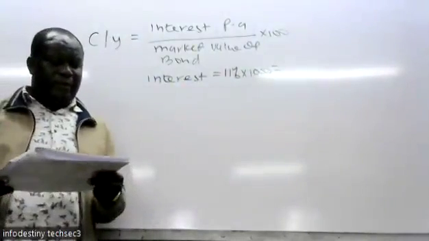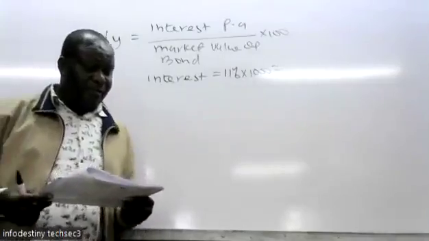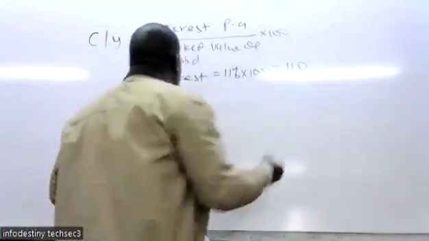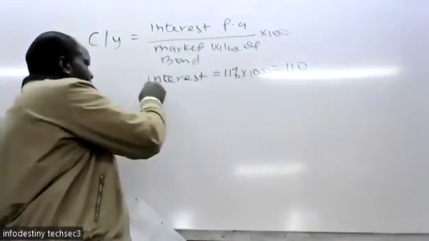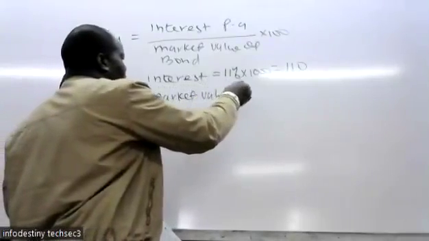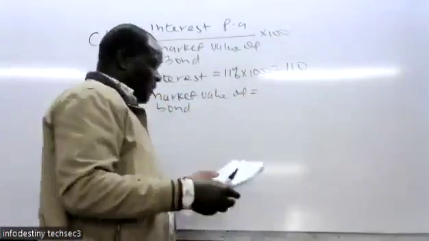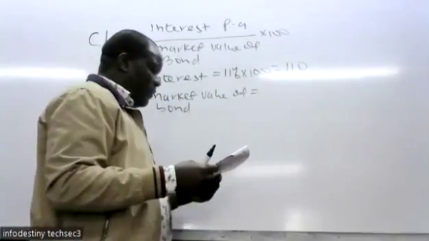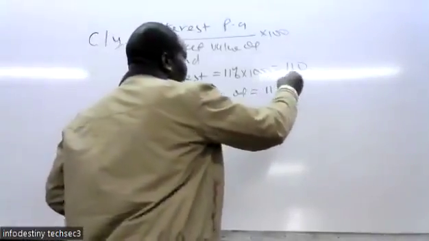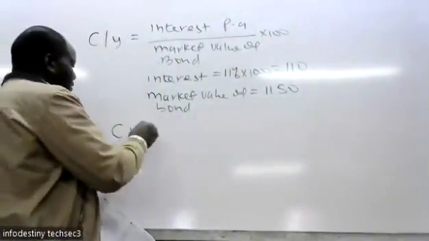11% of the par value, which is 1,000. They have given us, so it will be how much? The market value of the bond is also given. The current value of the bond is also given. It is currently selling at how much? So now you can calculate the current yield.